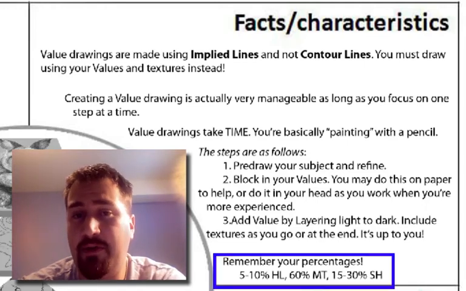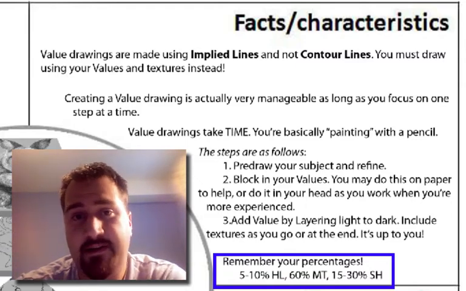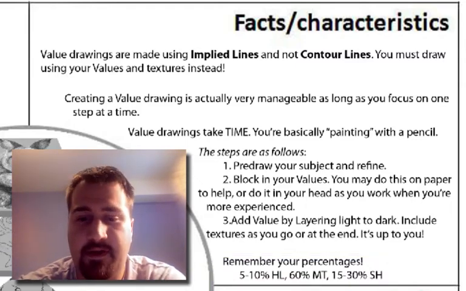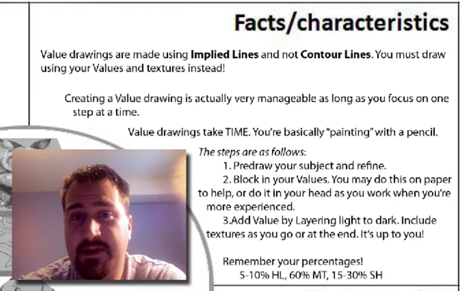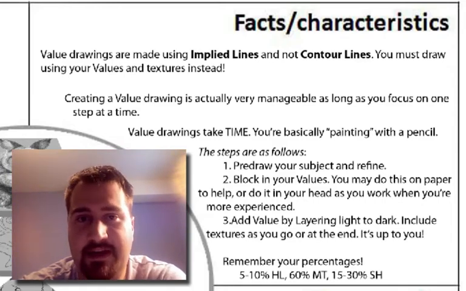Now, it's important to remember your percentages. Remember, a highlight is typically, in natural light, 5 to 10% of the piece. Mid-tone takes up the most space, and that's about 60% of the piece, once again in natural light. And finally, the shade is between 15 to 30% in natural light.